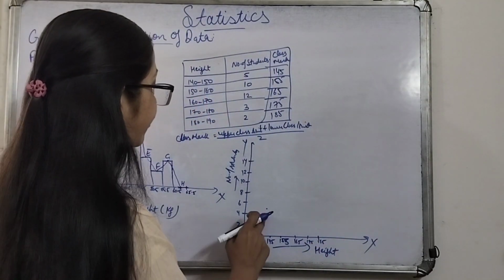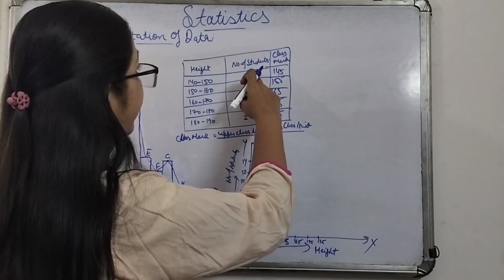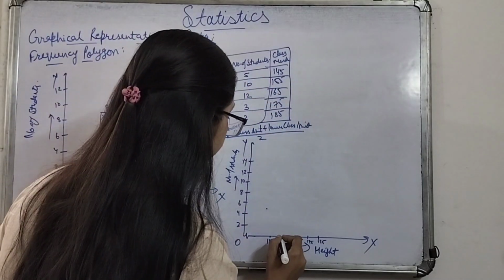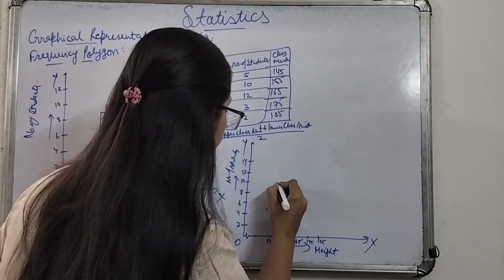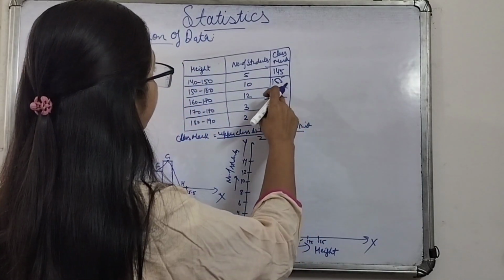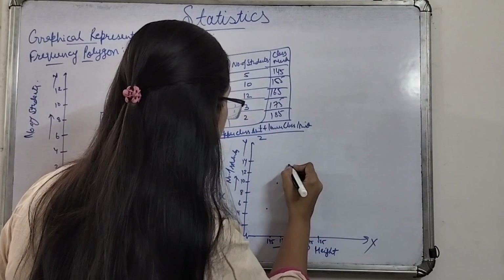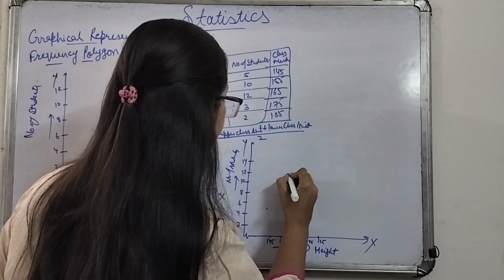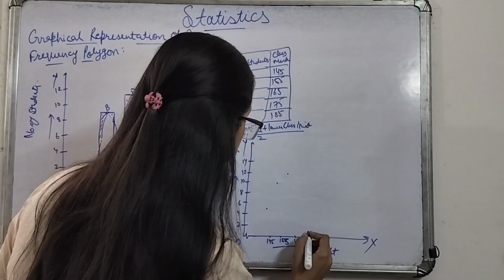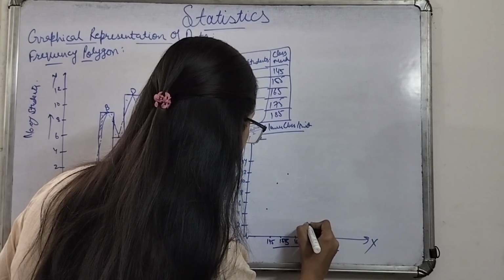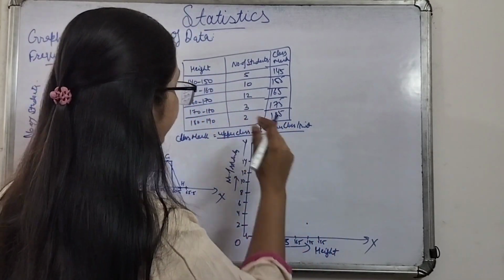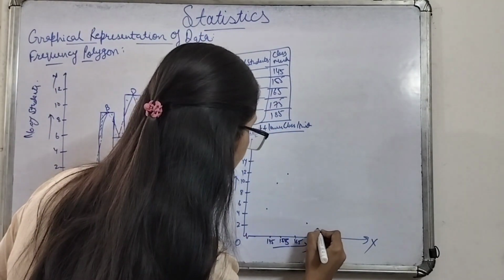Right? So 145 your frequency is 5. 155 it is your 10. Then at 165 it is your 12. 175 it is 3. Then 185 it is your 2.